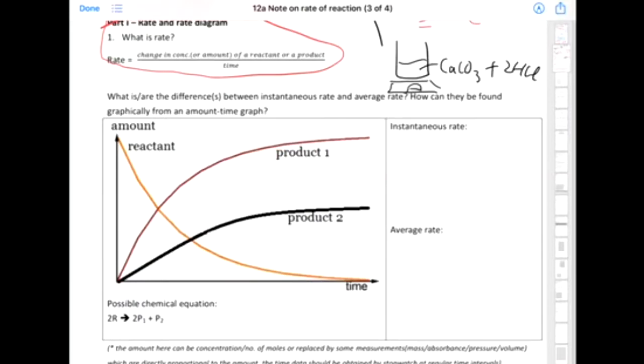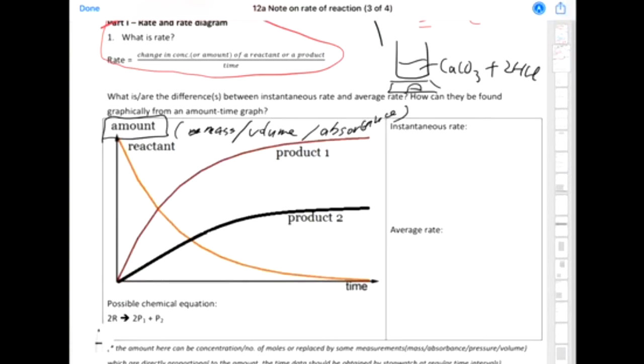For the y-axis, it is the amount of the substance, and it can be reflected by maybe the mass of it, or the volume of gas evolved or being absorbed, or the absorbance. Because all these parameters are directly proportional to the amount of the substance. So when you are plotting this rate graph, there are so many variations. As long as that parameter can reflect the amount of substances, then you can put it on the y-axis.